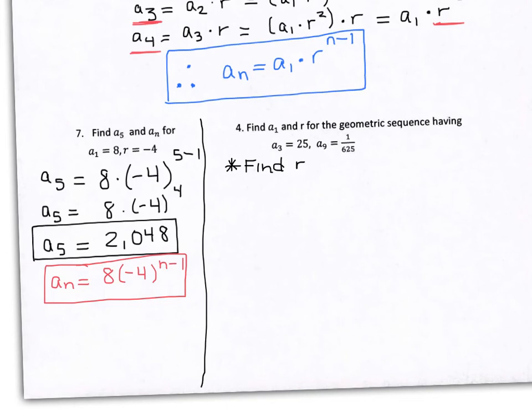Once again, I don't necessarily have my first term, but I can call a sub 3 my first term that I have, and a sub n my last term. So I'm going to say 1 over 625 is my last term, equals 25, which is my first term, times, we're looking for r. Be careful with our n. I'm going from 3 to 9. So 9 minus 3 plus 1, which is going to be 7 minus the 1. So if you need to take note of that, how I got that 7. It's last minus first, always plus 1.